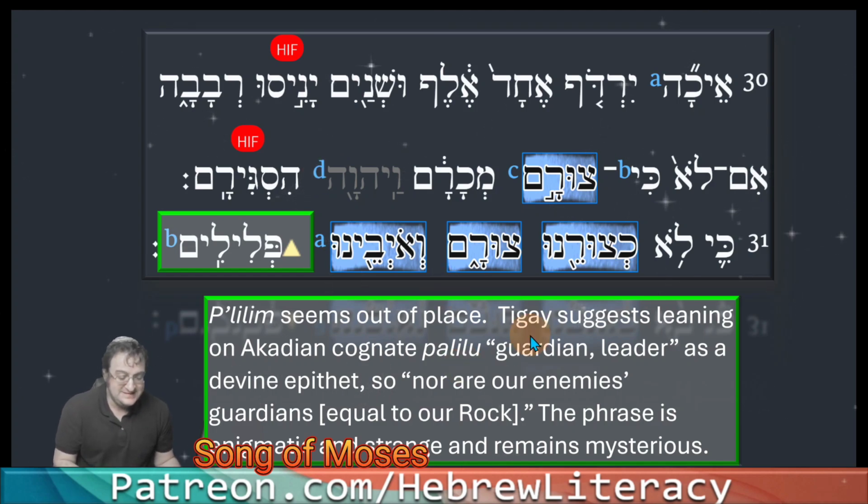So I like Tigay's suggestion to go with the Akkadian understanding of this cognate, because we just talked about tzur meaning God. So why not, again, gods? All right. So the idea is that nor are our enemies guardians equal to our rock.